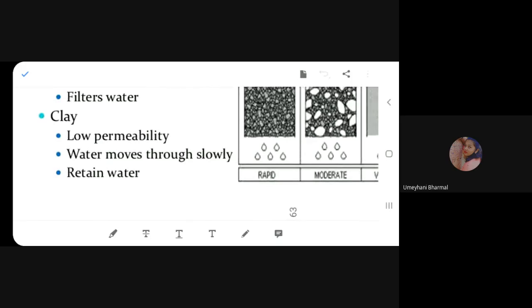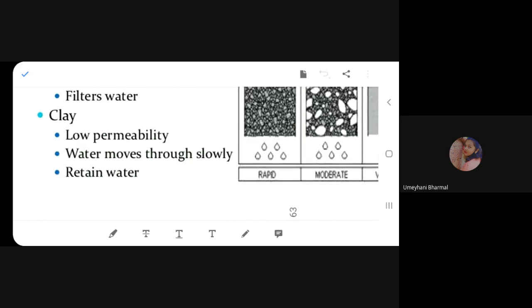Beta, please read it again. Permeability. It is not free. It is per. So per, don't change that. Permeability. Water moves too slowly.